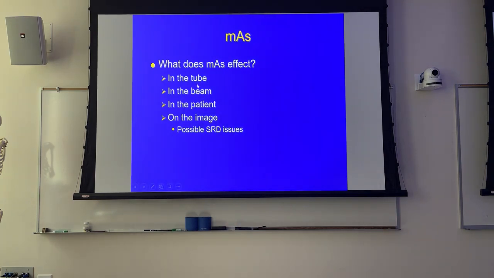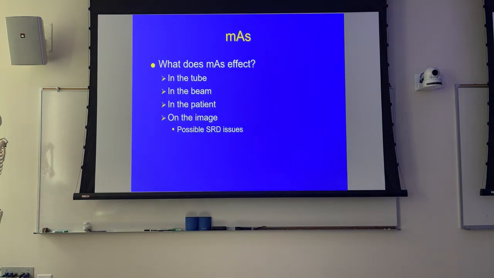But in the tube, really, it's just all about electrons, gross number of electrons, more heat. So with an increase in mAs, you get more electrons going across the tube, creating more heat in the beam. You get more photons of all energy levels. In a patient, more interactions inside the patient on the image.